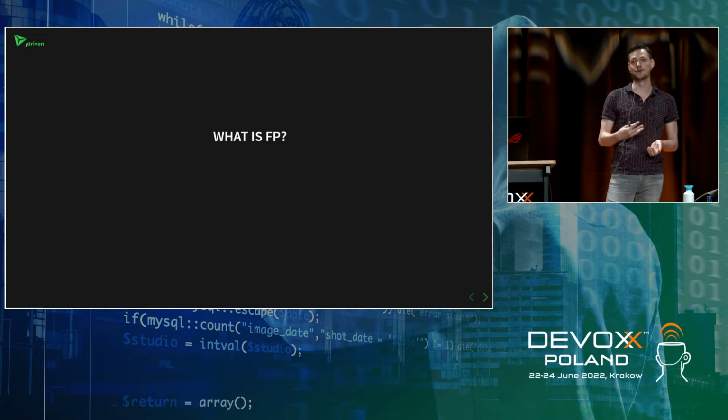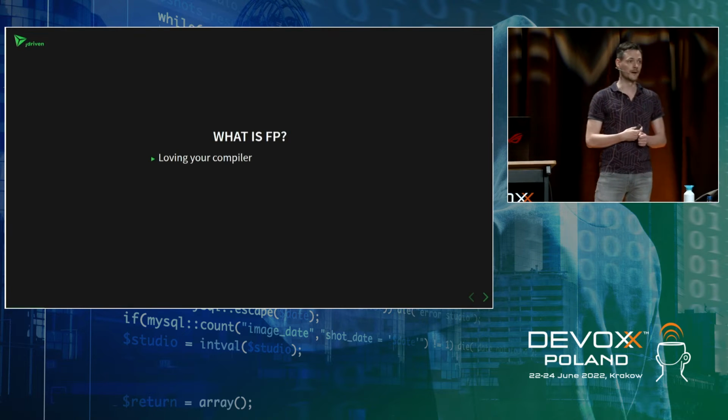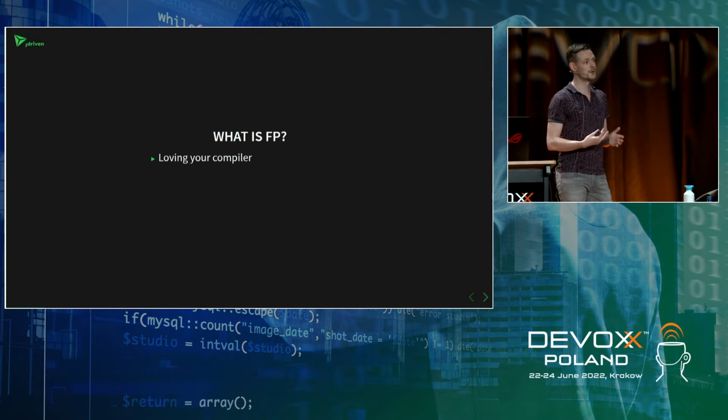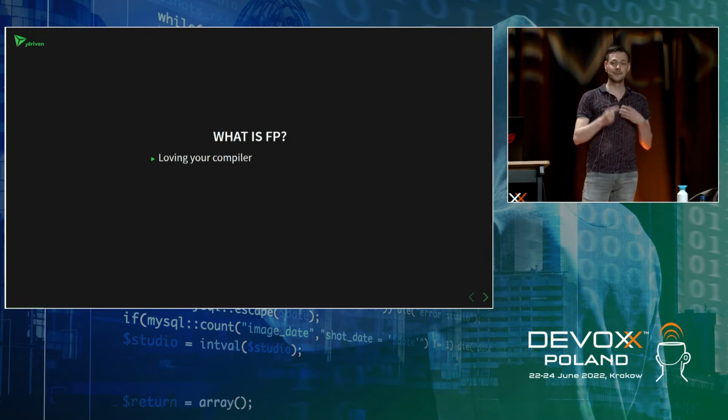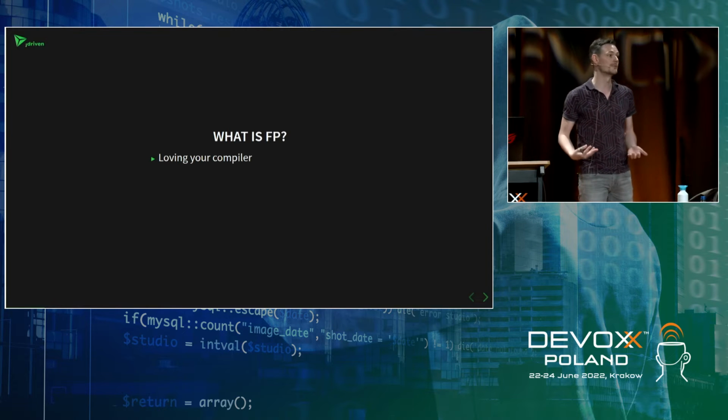I think it's a story about love. I think it's about loving your compiler. Because within functional programming, we try to move as many exceptions from the runtime to compilation time. So this way, it becomes impossible for exceptions to happen at production, because the compiler will stop you from making mistakes.